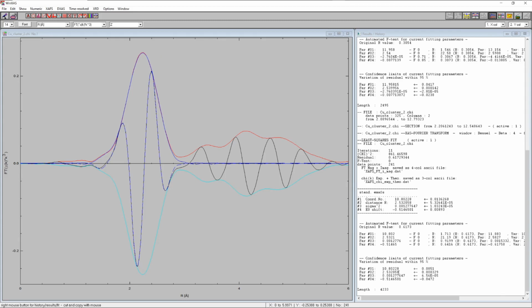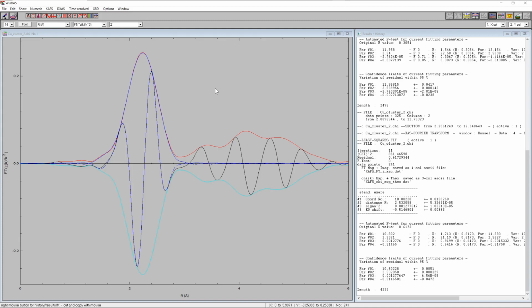And here we have the confidence limits, and again, similar to the previous refinement, we get small confidence limits here, so only a small range where those parameters can be varied without significantly affecting the overall fit residual, so again, indicating reliable structural parameters obtained from this refinement.